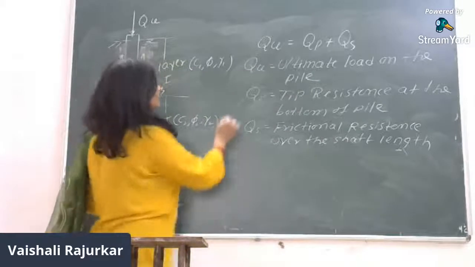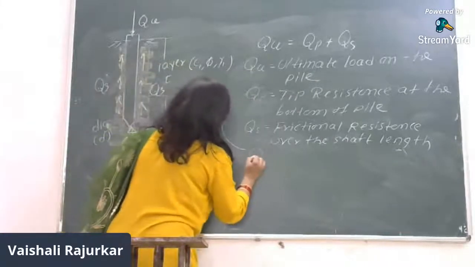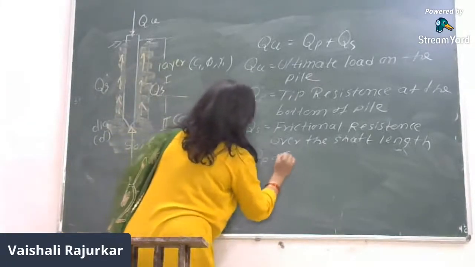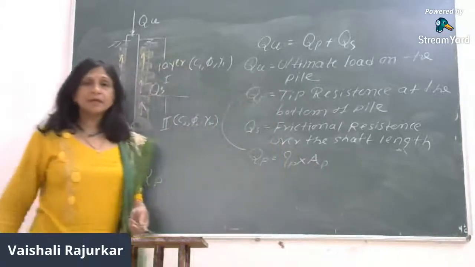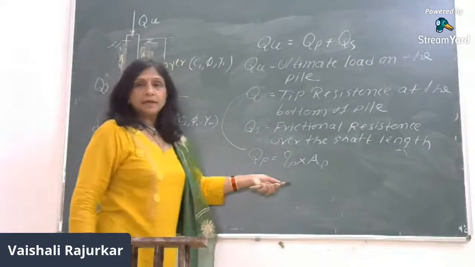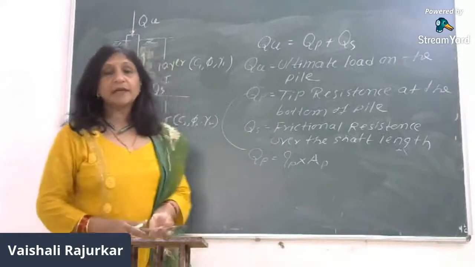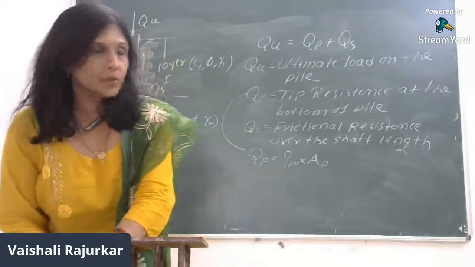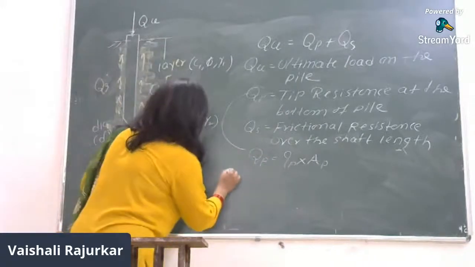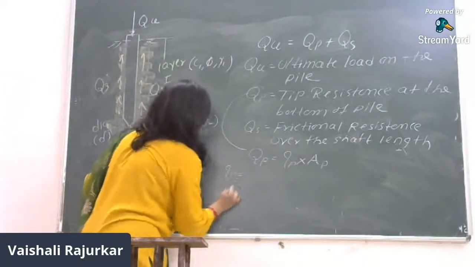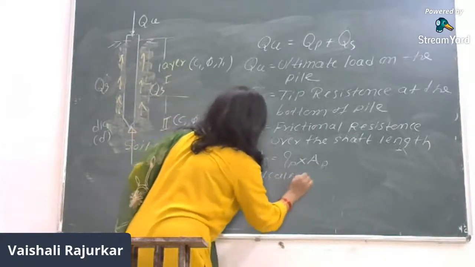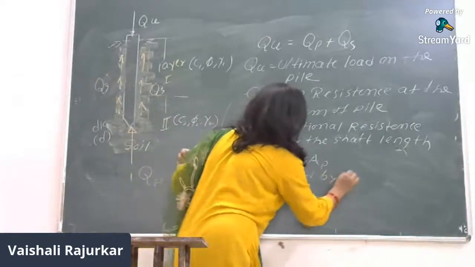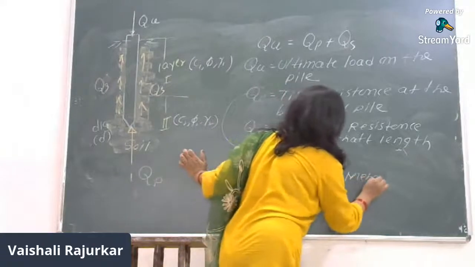Now here we will determine the value of QP. So QP is equal to small qp into A. Now what is qp? qp is the tip resistance which is calculated by Meyerhof's equation.